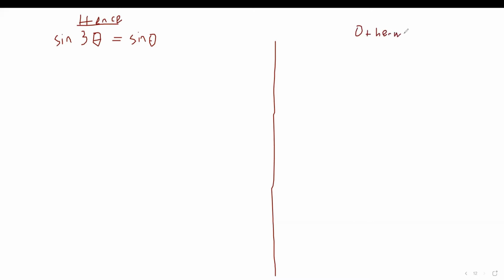Otherwise, depending on the question, you can do it any way you want. So we're going to do it the two ways then. Sine 3 theta equals sine theta. Let us start with the hence, starting with the hence from right here.